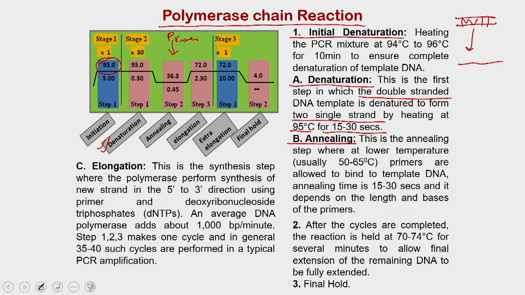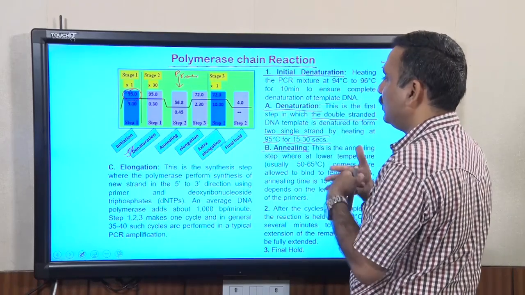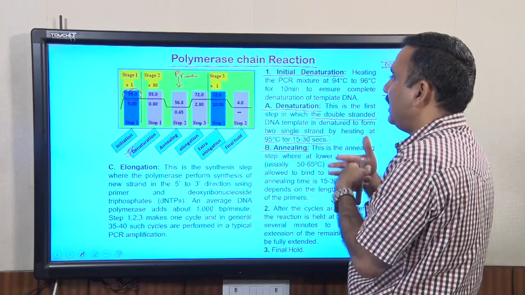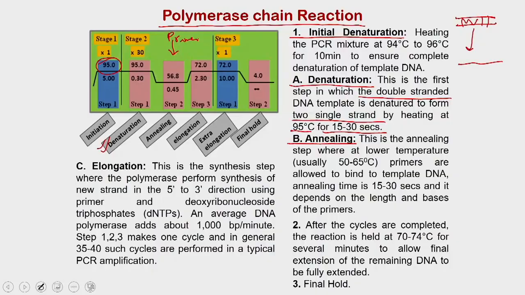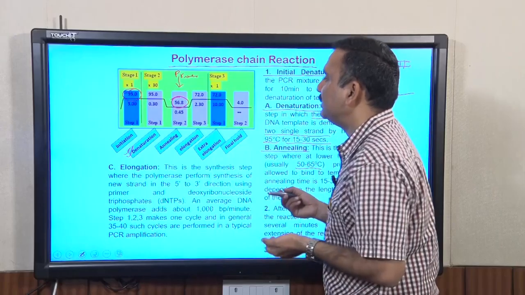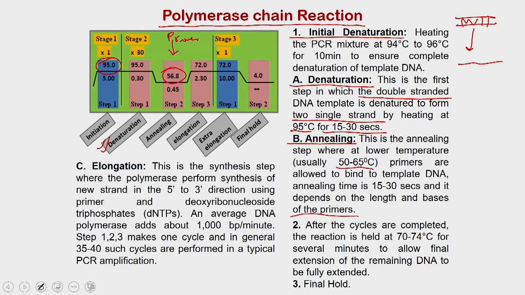So you will lower down the temperature. Once you lower down the temperature, you are allowing the binding of the nucleotide sequences to each other, or you are making the hybridization of the primer to the template strands. Usually you can lower down the temperature to 50 to 60, although the exact temperature you will use depends on many factors, for example the Tm, or the melting temperature of the primer you got while designing the primers. The annealing temperature is decided based on the quality of those things.